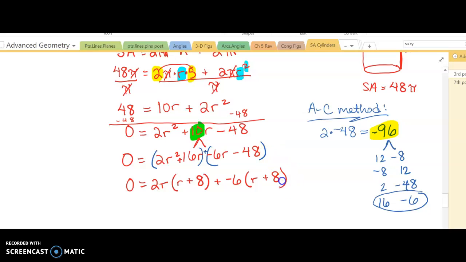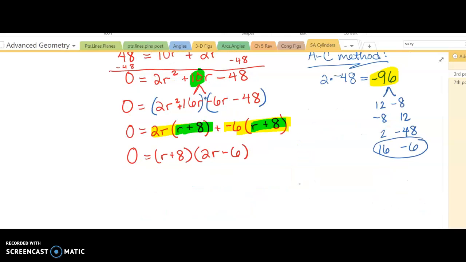Okay, and so then we ask ourselves, what does this whole term have in common with this whole term? And I hope you're thinking, oh, they both have an r plus 8 in common. So the greatest common factor of the two yellow terms is r plus 8, and we can factor that out of both of those. And so that would leave us, when we factor that out, with 2r minus 6.